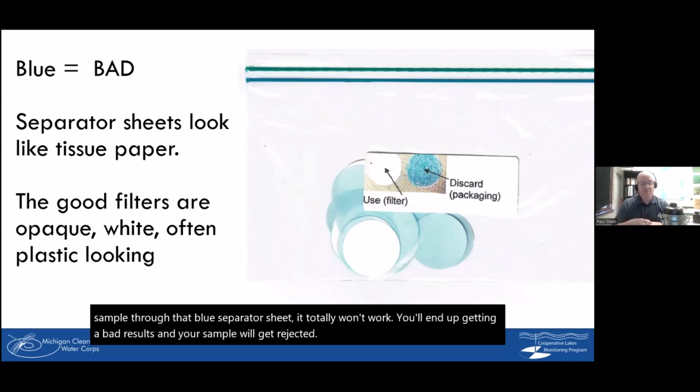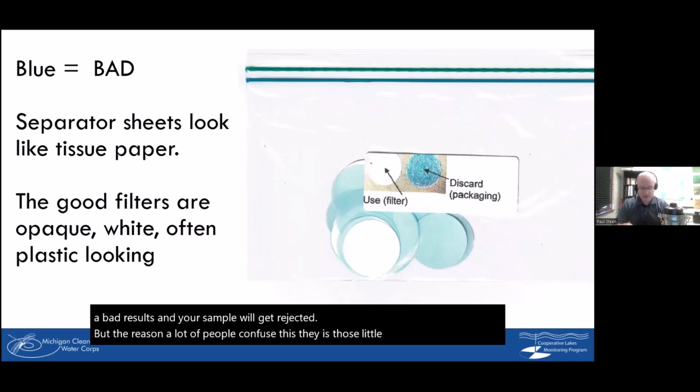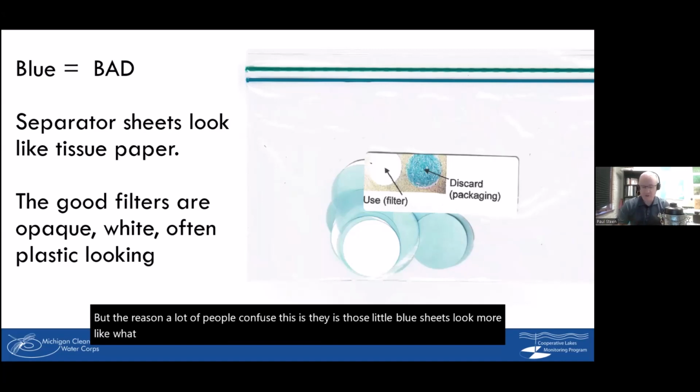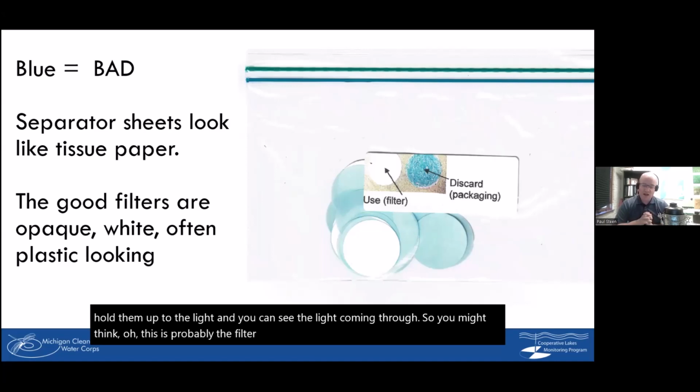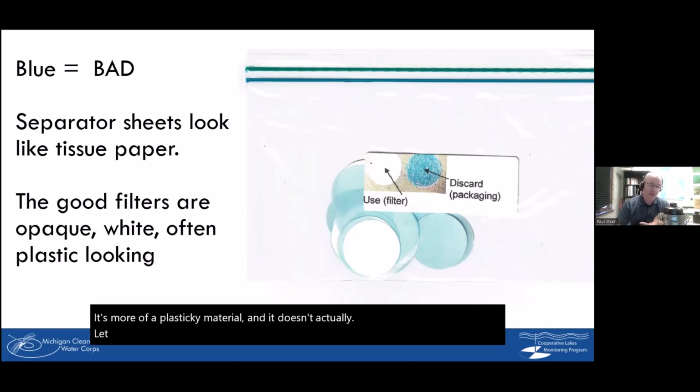But the reason a lot of people confuse this is those little blue sheets look more like what a coffee filter would look like because they're kind of translucent. You can hold them up to the light and you can see the light coming through. So you might think, oh, this is probably the filter because it looks like I can see pores in here. It's more of a plasticky material, and it doesn't actually let water through it, even though it looks like it can.